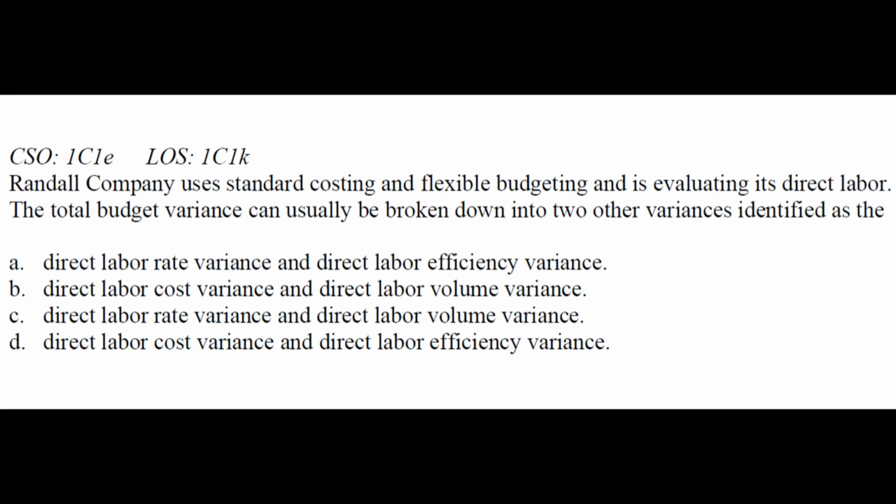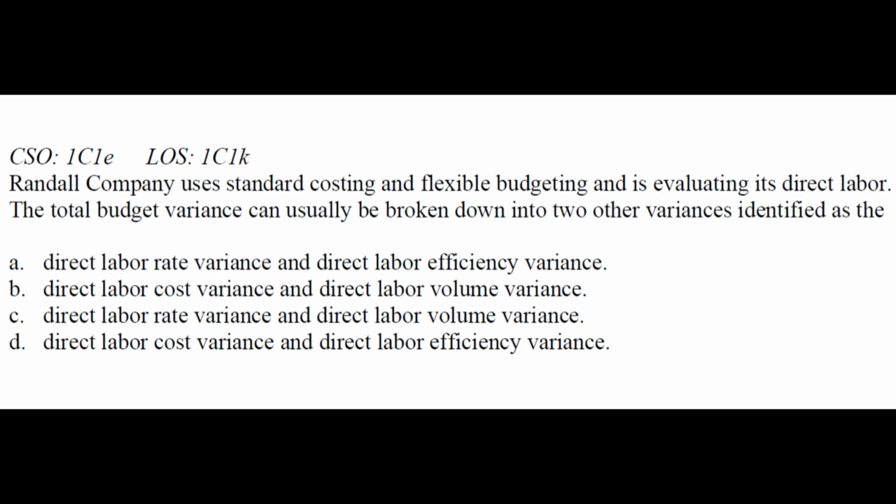This question tests your understanding of direct labor variance analysis under a standard costing and flexible budgeting system. In standard costing, managers compare actual labor costs with standard labor costs to evaluate performance and identify the causes of cost differences. The total direct labor variance, also called the total budget variance for direct labor, is the difference between actual direct labor cost and the standard direct labor cost allowed for actual production. To provide more useful information for management, this total variance is divided into two components.